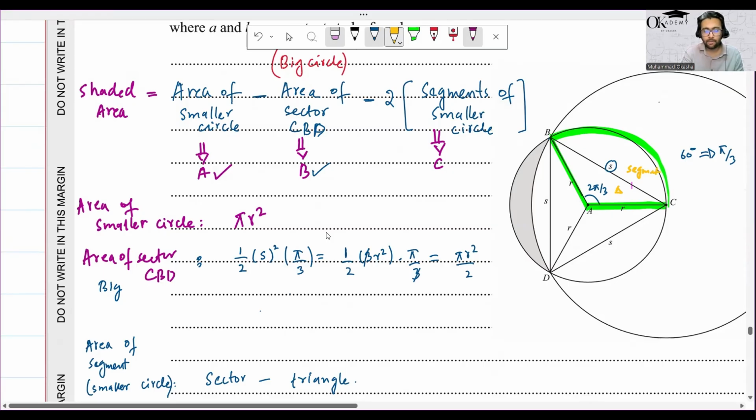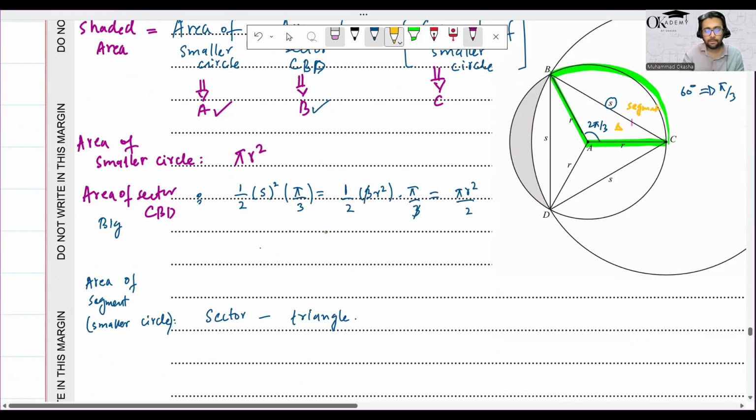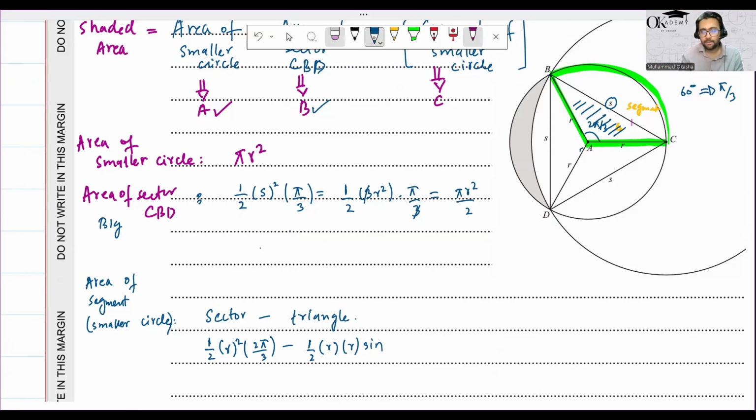So if I want to work out the area of a sector, that is 1 by 2 r squared theta, which will be 1 by 2. I'm talking about the smaller circle, so the radius is r and theta is 2 pi by 3, minus the area of a triangle. I'm talking about the area of this triangle, which will be 1 by 2 r squared sine, because I'm standing at this angle over here, which is 2 pi by 3, so sine 2 pi by 3.